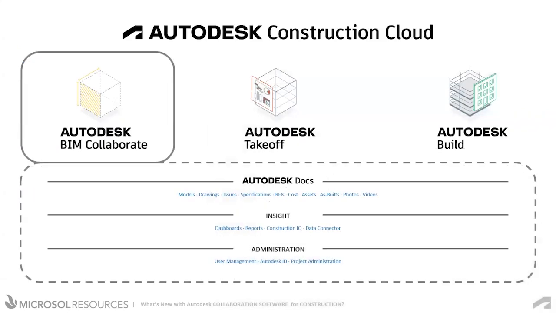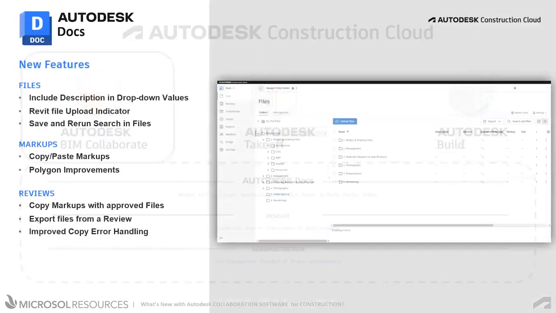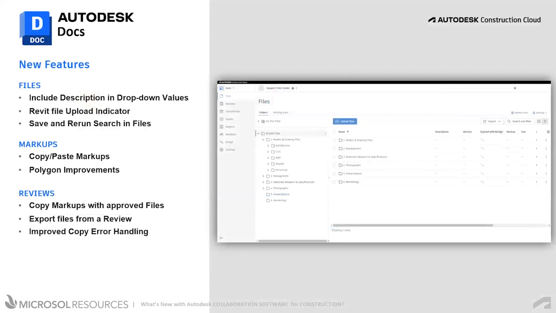On the markup side, we have copy and paste for markups. Members can use keyboard shortcuts or menu options to copy and paste standard and photo markups on a sheet and 2D file. We also have polygon improvements. Members can experience an improved polygon and polyline editing workflow with the new ability to add and remove vertices simply by double-clicking on a line to add a vertex and double-clicking on a vertex circle to remove it.